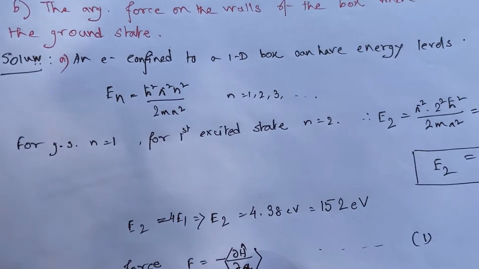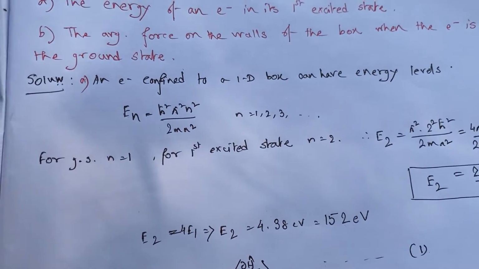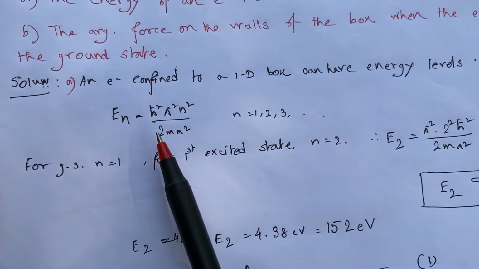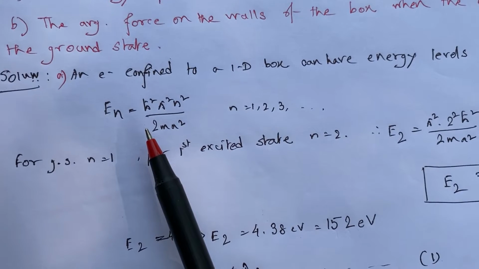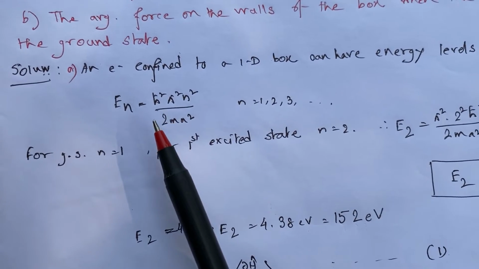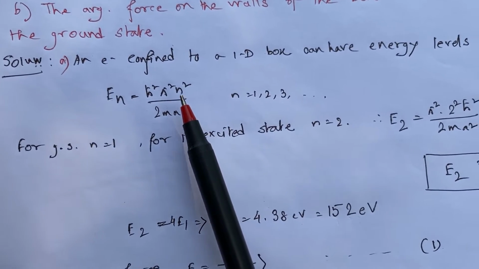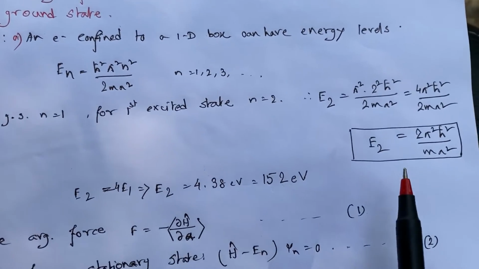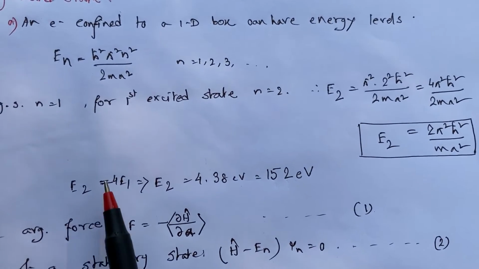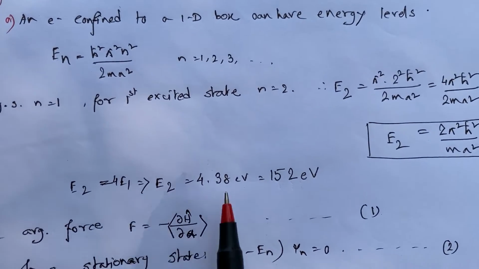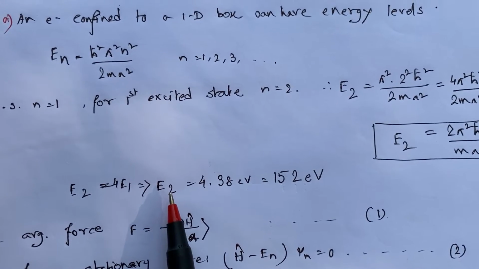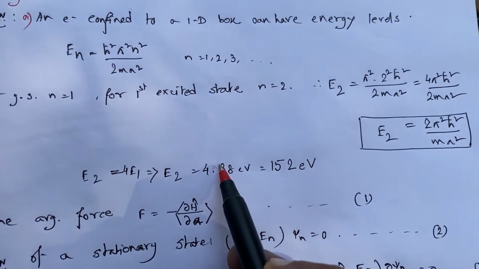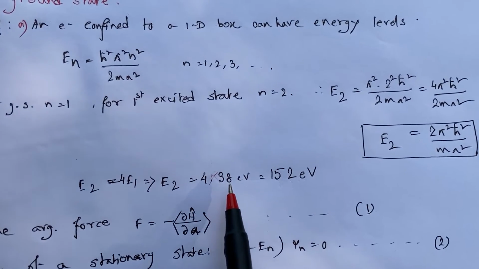For the first part of the problem, this is the familiar energy expression for particle in a box problem. For ground state, we have n equal to 1. If we put n equal to 1, this will be pi square h cross square by twice m a square. And the first excited state energy will be 4 times the ground state energy. So the first excited state energy E2 turns out to be 152 electron volt. That is 4 multiplied with 38 electron volt.